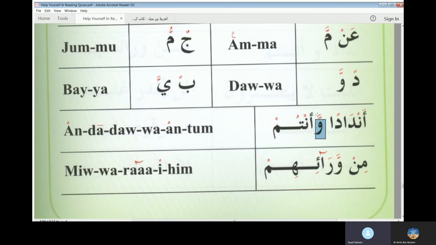This shadda tells us that there are two vowels here. Shadda means this alphabet is written two times. So that's why I am first saying anda dav, then I say wa antum. I am pronouncing two vowels. Okay?